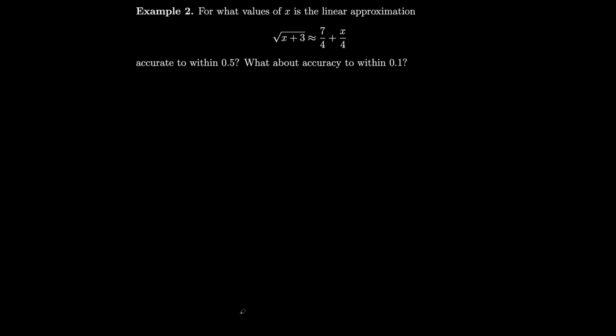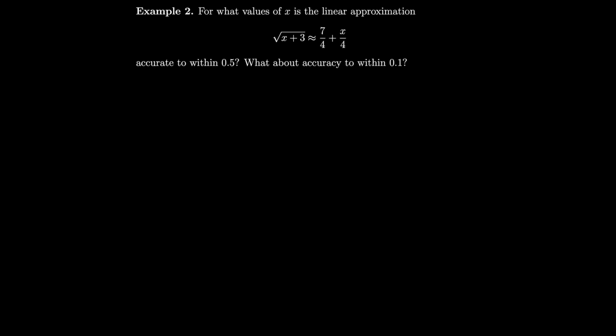For what values of x is the linear approximation that we just calculated, square root of x plus 3 is approximately 7 over 4 plus x over 4, accurate to within 0.5? What about accuracy to within 0.1? If we want it to be accurate within 0.5, that's the same thing as saying that we want the difference between these guys to be smaller than 0.5.